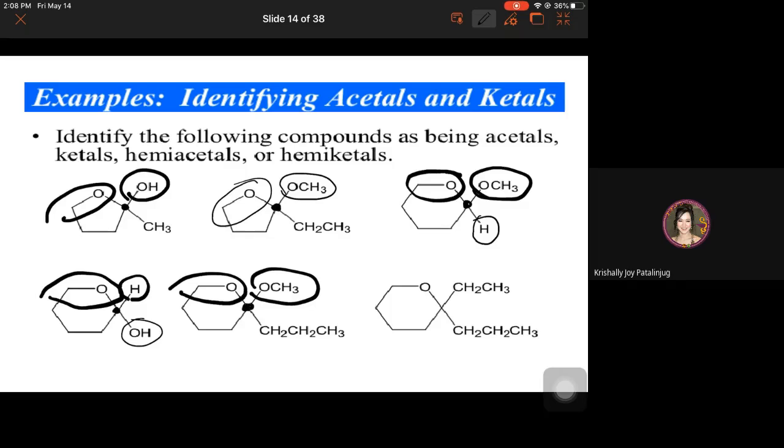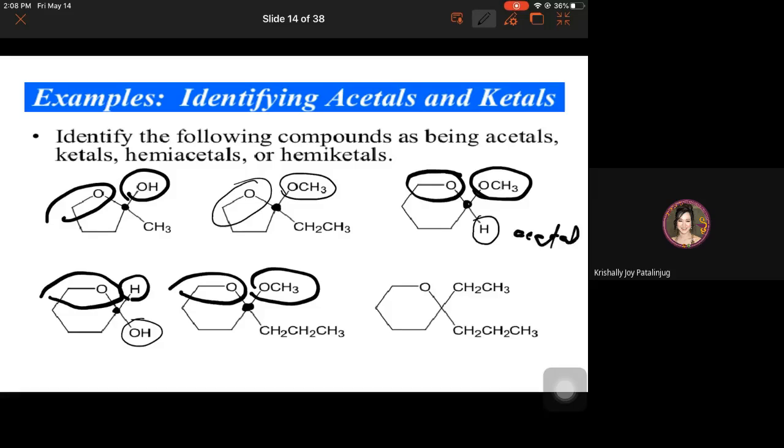So that's the technique. If there is an OH, hemi. You are sure that it is hemi. Make sure that the OH is accompanied by an OR on the same carbon. So you are sure it is hemi. If acetal or ketal, all are OR. OR groups are attached to the carbon. Then just check if there is a presence of hydrogen, then that is acetal.